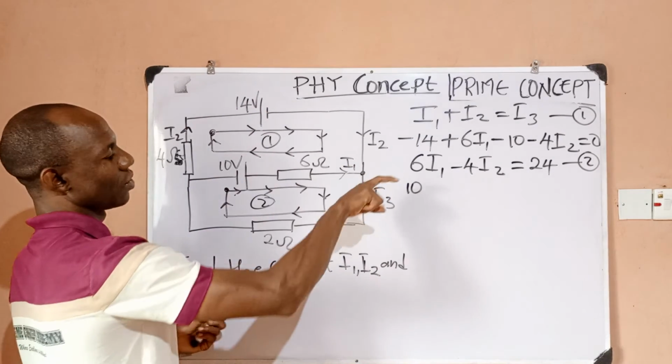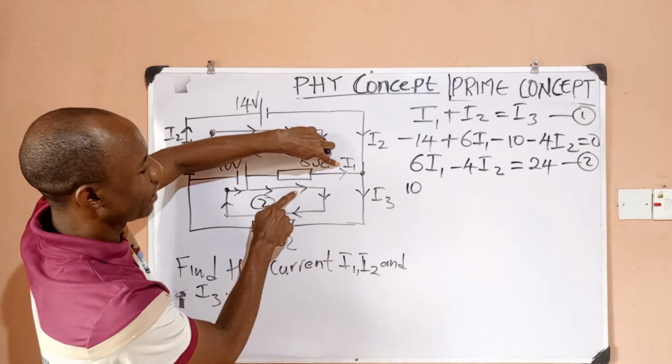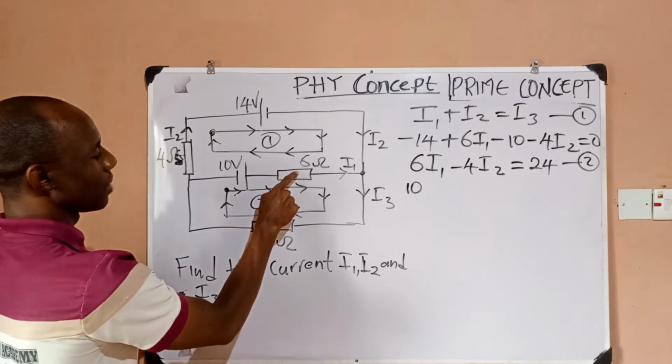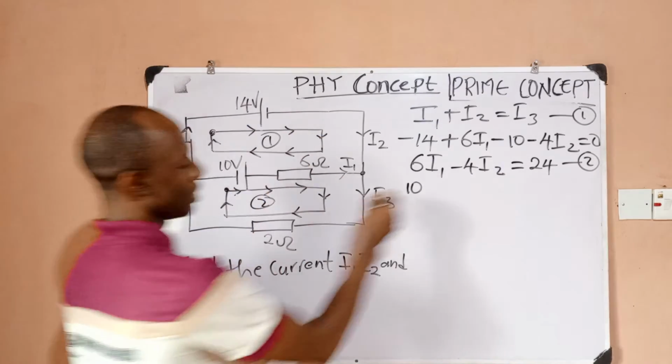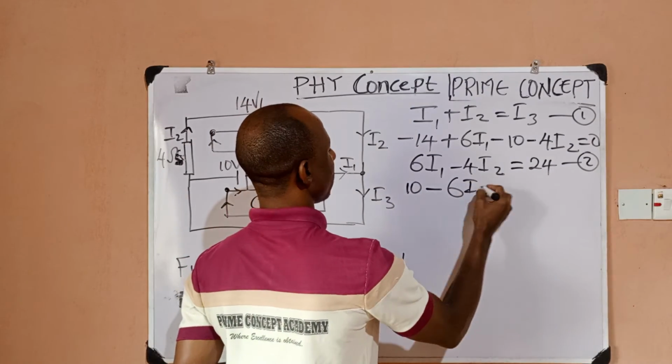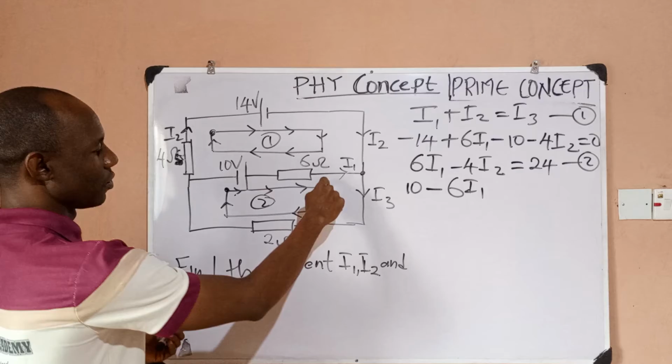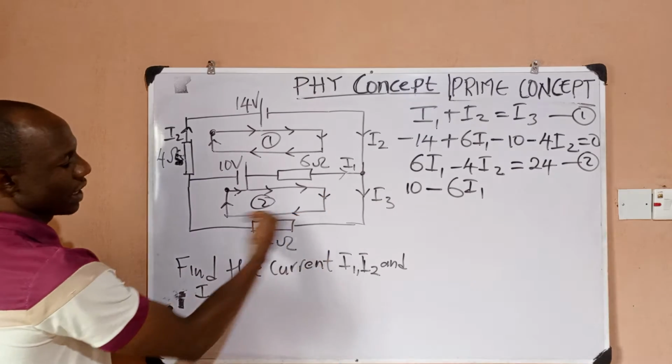If I continue my loop movement, see my loop is going like this. This current is also going in the same direction. Watch their directions, same direction. So my voltage drop here is negative. So negative 6 I1.